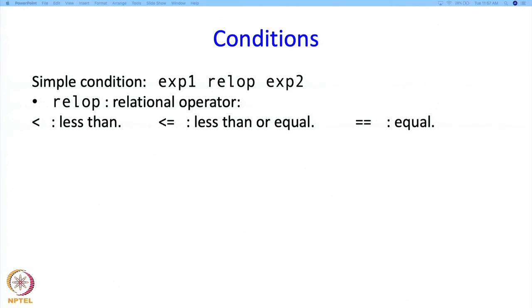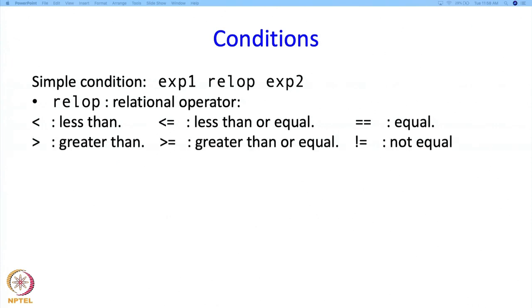A relational operator can be the less than symbol, the less than followed by equal to characters which together constitute the less than or equal operator, or two equal to characters. These two equal to's together constitute the relational operator equal. Notice that if I just write a single equality, then in C++ this means the assignment operator. Since we have already used the equality for the assignment operator, now we have to use something different, and C++ designers decided that we will write two equals to denote the relational operator which compares two expressions.